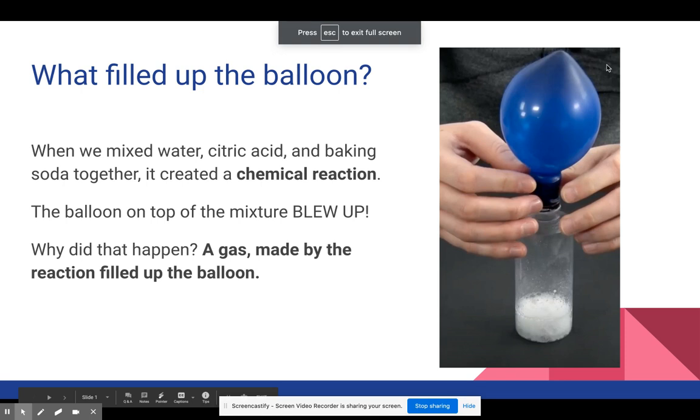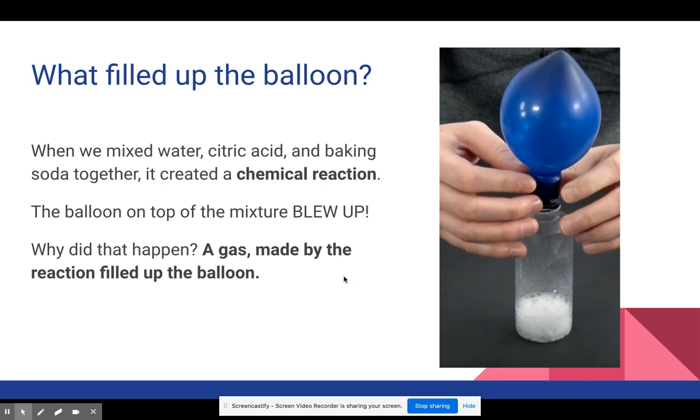Hi, scientist. Today we're going to talk about what filled up the balloon. When we mixed the water, citric acid, and baking soda together, it created a chemical reaction. We know that the balloon on top of the mixture blew up. But why did that happen? It happened because a gas made by the reaction filled up the balloon.